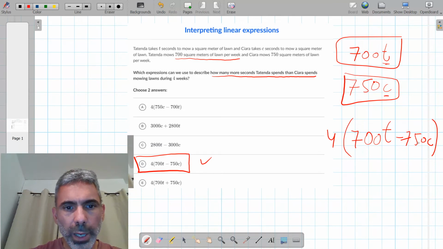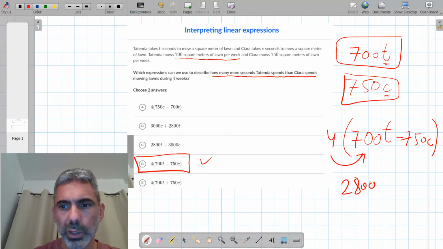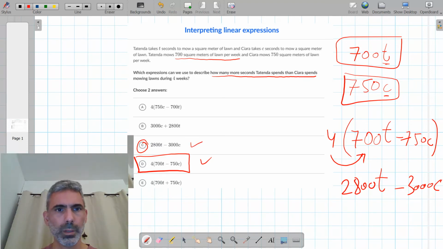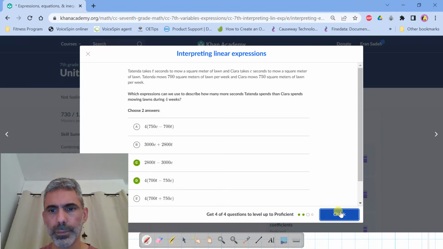And now when we apply the distributive property, 4 times 700T, 4 times 7 is 28, so 2800T minus, and 4 times 700 is 2800, and 4 times 50 is 200 more, so it's 3000, so it's minus 3000C. 2800T minus 3000C. Okay, 2 answers. So the answers are C and D. Good.